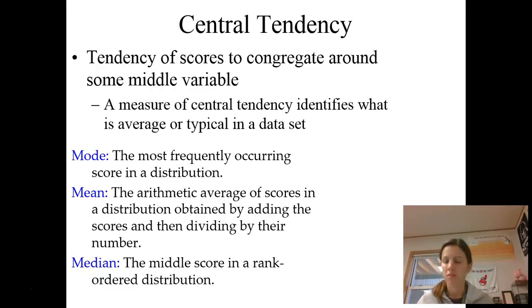And hopefully you guys know what these are from math class, but just in case, mode is the most common number in a data set, mean is the average, and median is the middle number. And these numbers can be good for describing data because they give you one representation of all of the data.